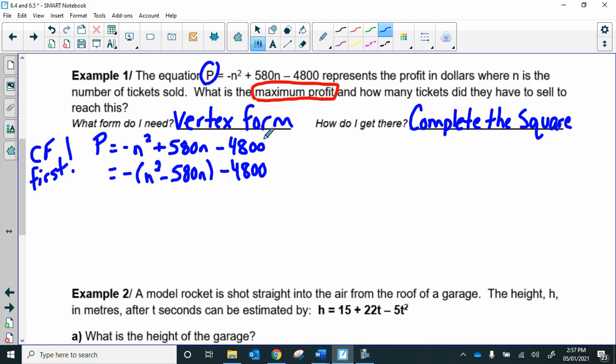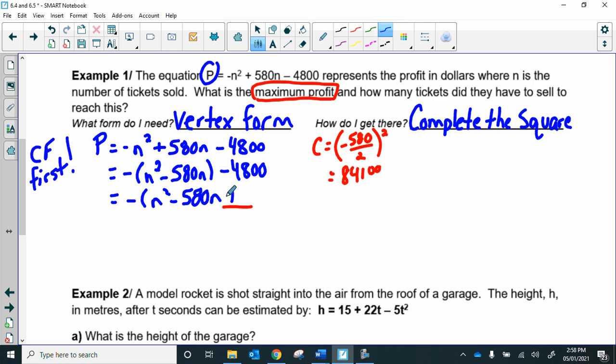Now I'm going to create a perfect square. So equals negative, n squared minus 580n. I need to figure out what this third term is going to be to make this a perfect square. So we're going to find our magic number. Our c value is going to be the b value divided by 2 squared. So b divided by 2 squared. In this case, it's going to be 84,100. Yes, that is a big number, but it's okay. So we got plus 84,100.